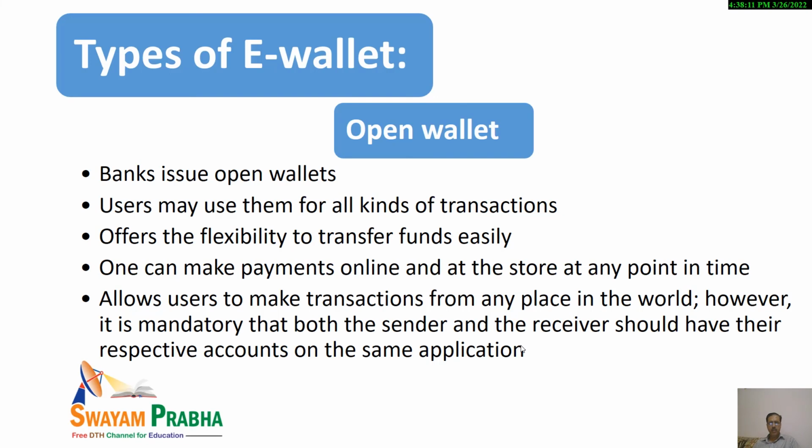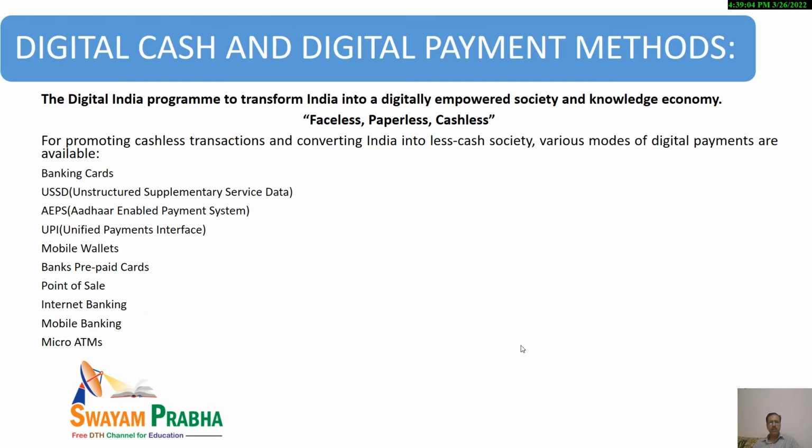Now the third category is the open wallet. Banks are basically issuing open wallets. And what is unique in the case of open wallets? The area is very wide, coverage is very large, and you may use such a wallet for any kind of transaction. So full flexibility is there. You are free to transfer funds. It is very easy and very quick, and it may be used online as well as at physical stores. So you are able to make transactions and payments. What is the main requirement in this case? Both the receiver and the sender must have their accounts on the same application.